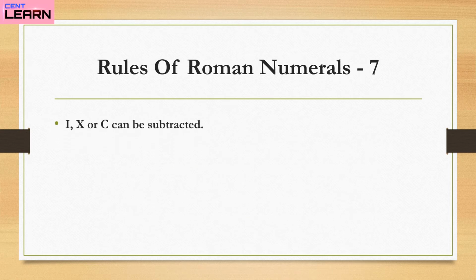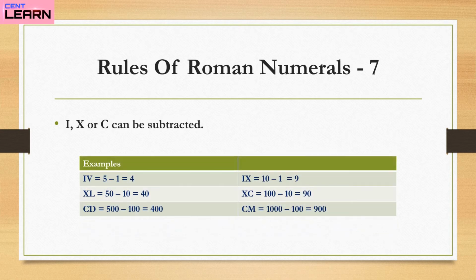The symbols I, X or C can be subtracted. For example, IV. V is equal to 5 and I is equal to 1. So 5 minus 1 is equal to 4. So here I is used in the subtraction operation. XL. So 50 minus 10 is equal to 40. Similarly, CD is equal to 500 minus 100 is equal to 400.